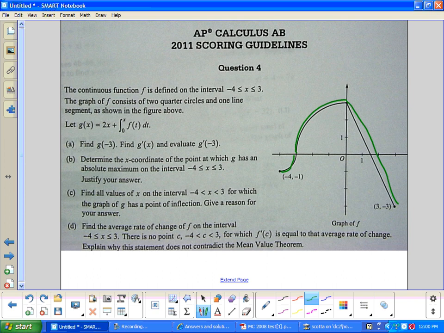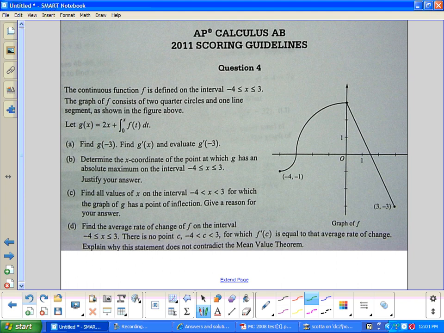All right. Now, they give you the area under the curve as g of x, but it has also that portion. So let's find g of -3, g prime of x, and evaluate g prime at -3.